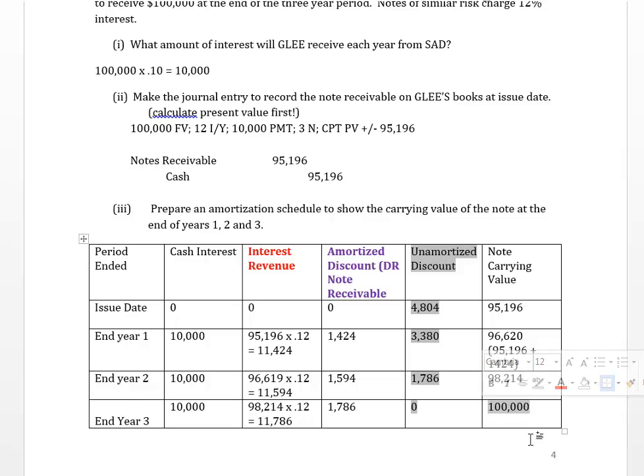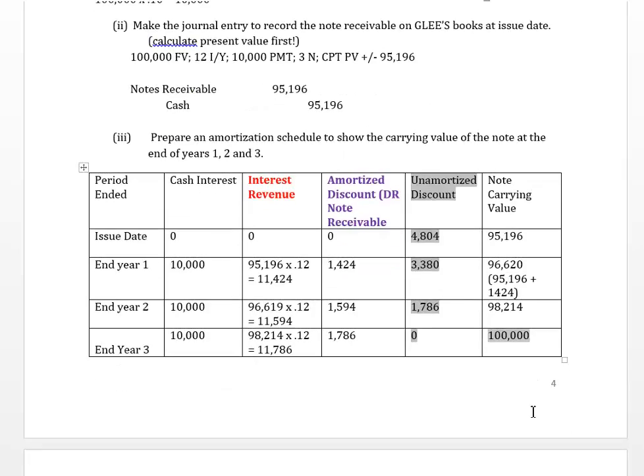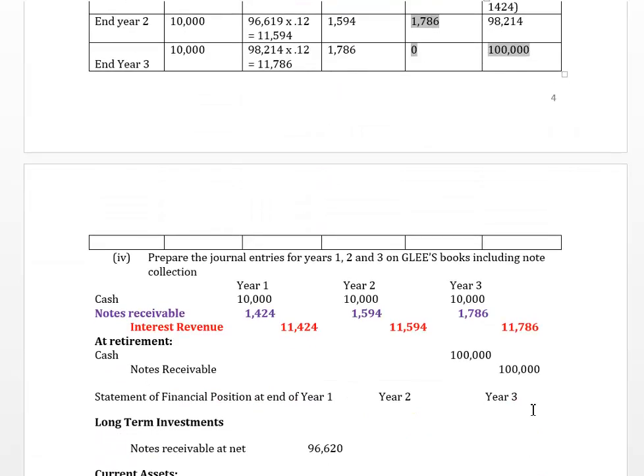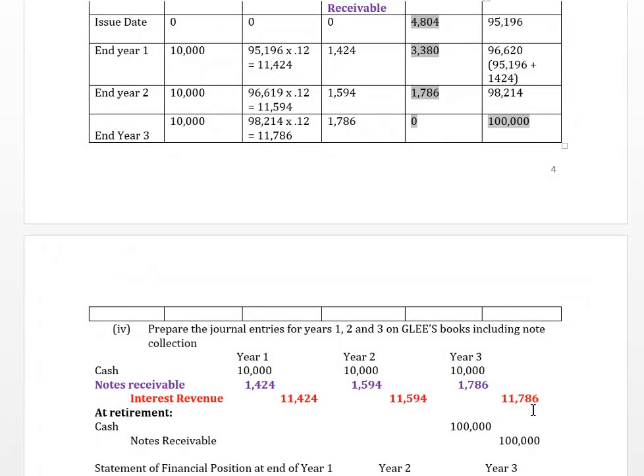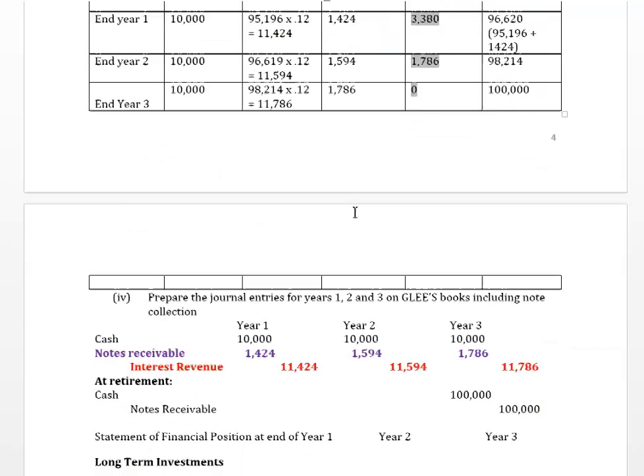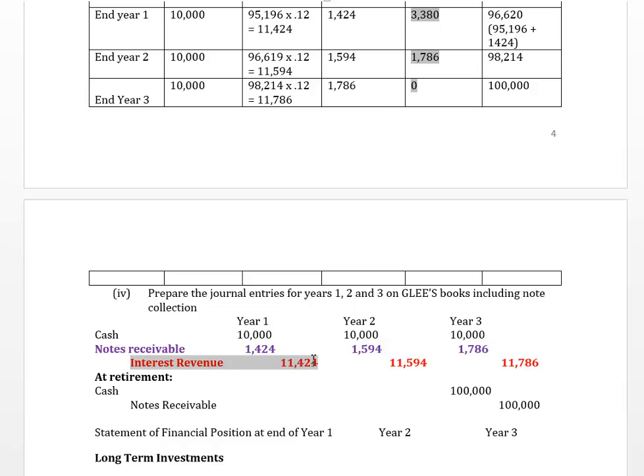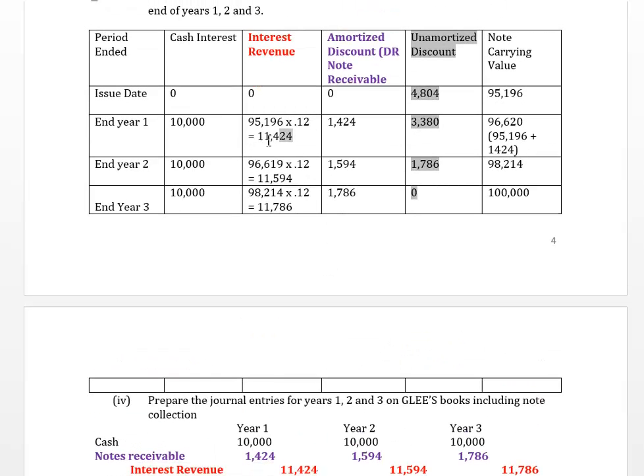So Glee now knows that the note is fully matured. So what journal entries are we going to do? Well, I'm going to see if I can show you as much as I possibly can on this little screen here. We said this is the cash interest that Glee was getting, so you can see we debit cash when we receive it in year 1, $10,000. We also said that we're going to debit or increase the note receivable, so again I've got purple matching purple here, right? $14.24. And interest revenue is going to be credited by the amount in the interest revenue column.